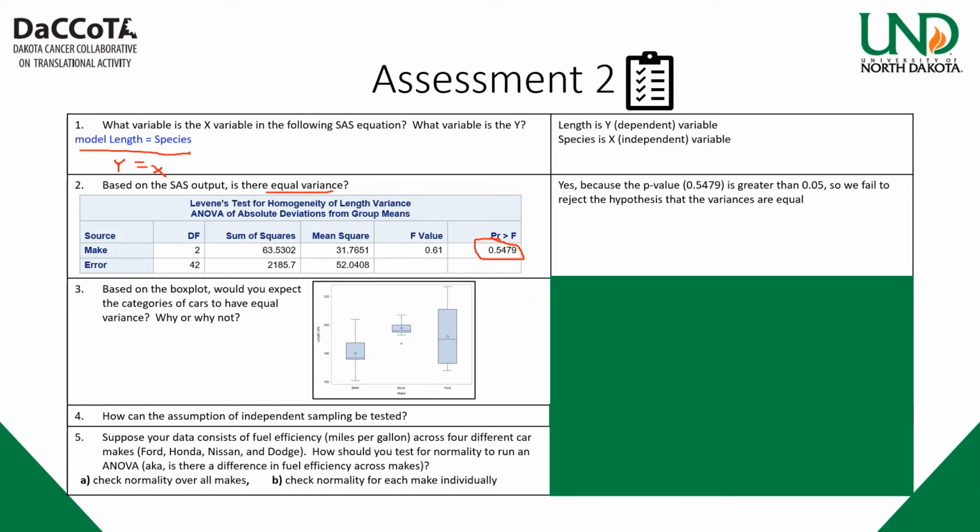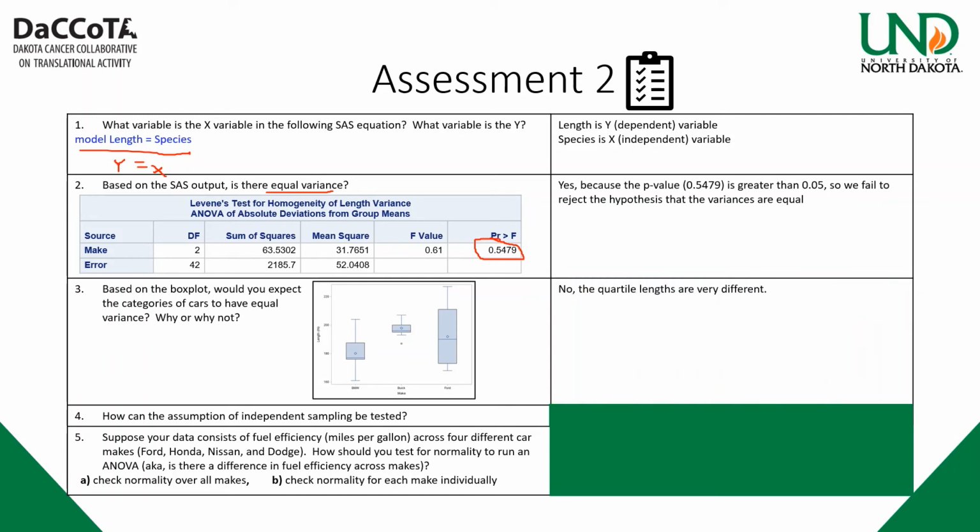Number 3, there are some box plots. We're asking you to predict whether or not they're going to have equal variance. And I would say no. The quartile lengths, between the first and third quartile, are very, very different. And then, how can the assumption of independent sampling be tested? Well, it really can't. You have to have a good sampling design to make sure the assumption is met.